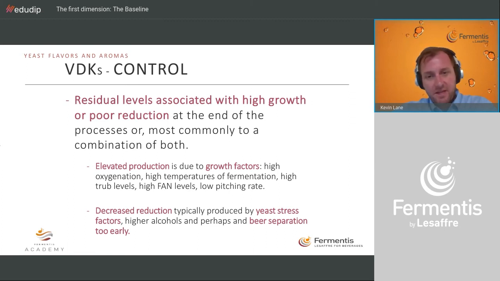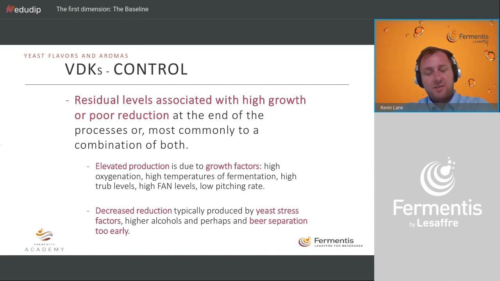The elevated production is due to the growth factors, like I said: high oxidation, high temperature fermentation, high trub levels, high FAN levels, low pitching rate. So that's a word to the wise, don't underpitch, because you can really have your beer suffer from VDK complications at the end of fermentation if you do so.